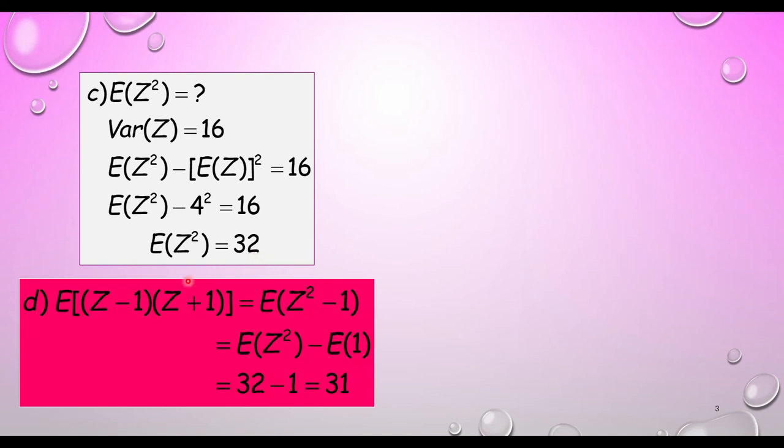What about D? Expected value for Z minus 1 times Z plus 1 means expected value for Z squared minus 1. Therefore, we can write it as expected value for Z squared minus expected value for 1, that is 32 minus 1 equals 31.